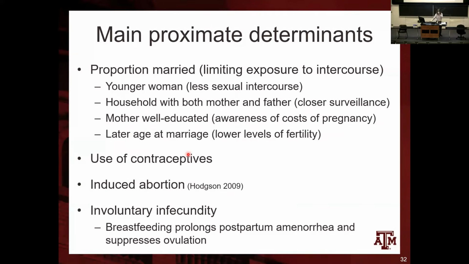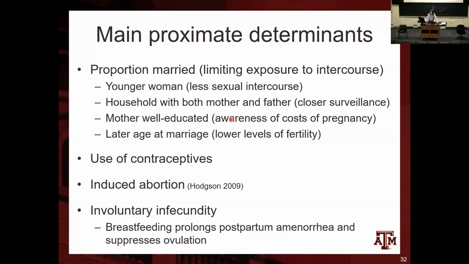Proportion of women who are married, because that limits the exposure to intercourse. Younger women have less sexual intercourse. In a household with both mother and father, there is a closer surveillance on their children. If the mother is well educated, there is more awareness of the causes of pregnancy, so if their children, boys and girls, are having sexual relations, there is more discussion about the use of contraceptives. And later age at marriage: as people get married at later ages, that will affect fertility as well. We will have lower levels of fertility, right? So, proportion getting married.